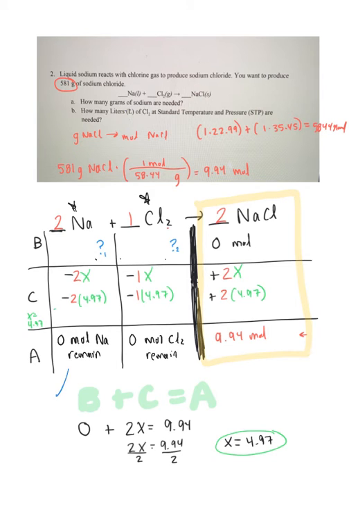Well, let's do this one first. Question mark 1 minus 2 times 4.97 has to equal 0. Well, question mark minus 2 times 4.97, which is 9.94, has to equal 0. So to get question mark number 1 all by itself, I'm going to add 9.94 to both sides. So question mark 1 has to be 9.94 moles. So I need 9.94 moles of the Na to start with in order to make 9.94 moles of the NaCl.